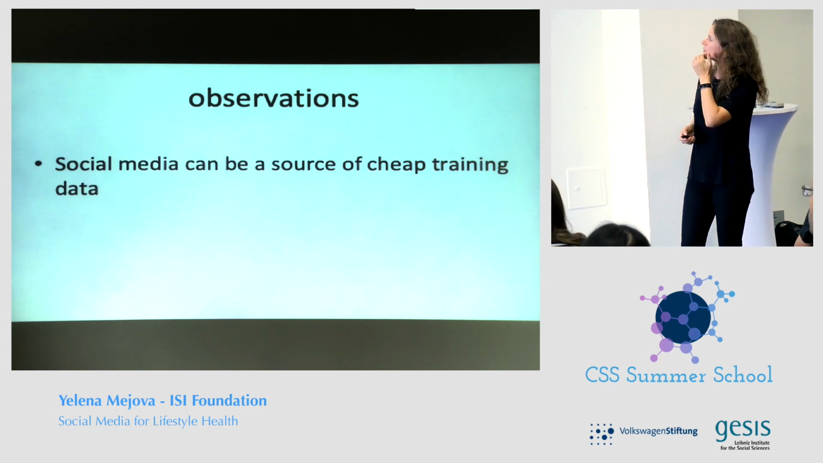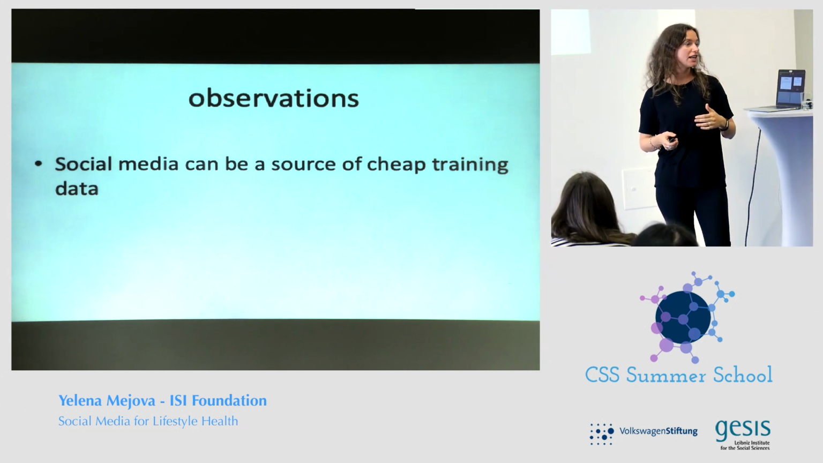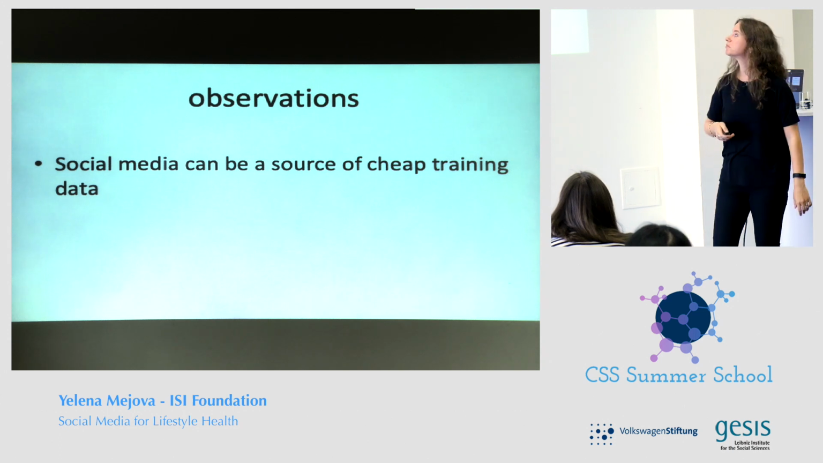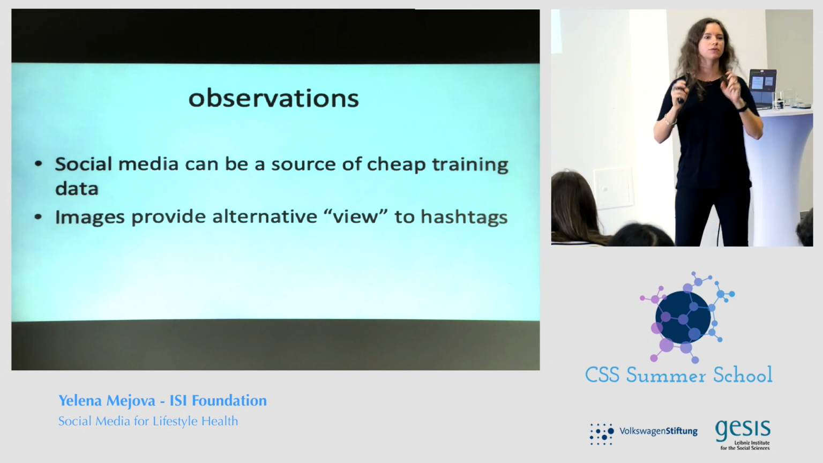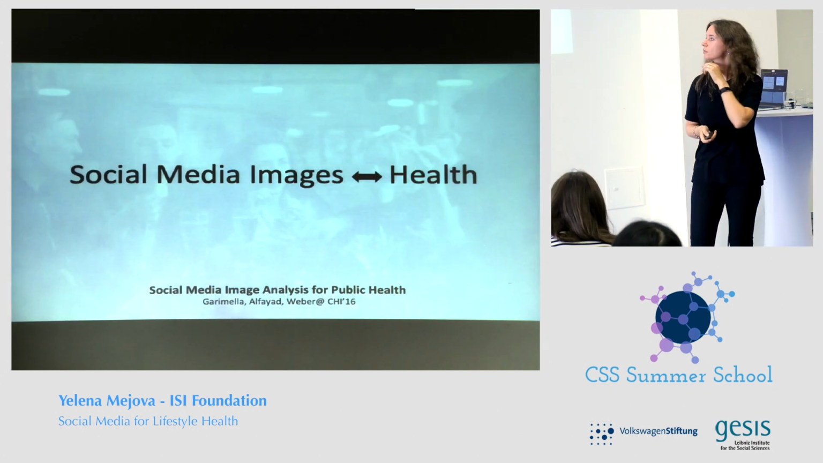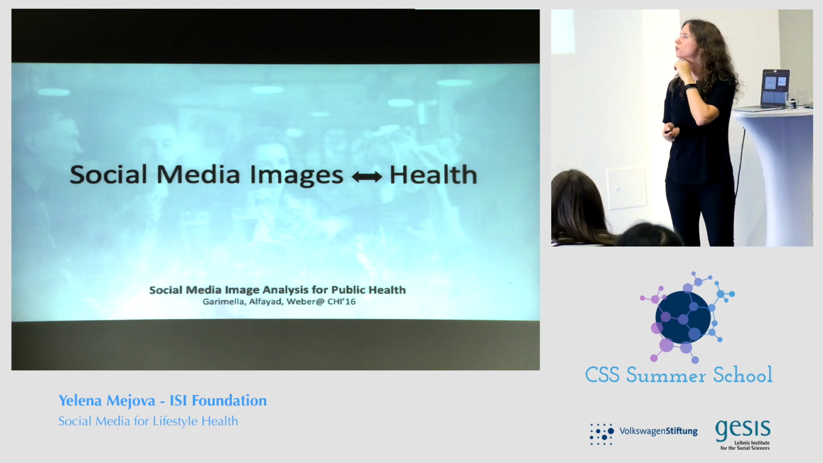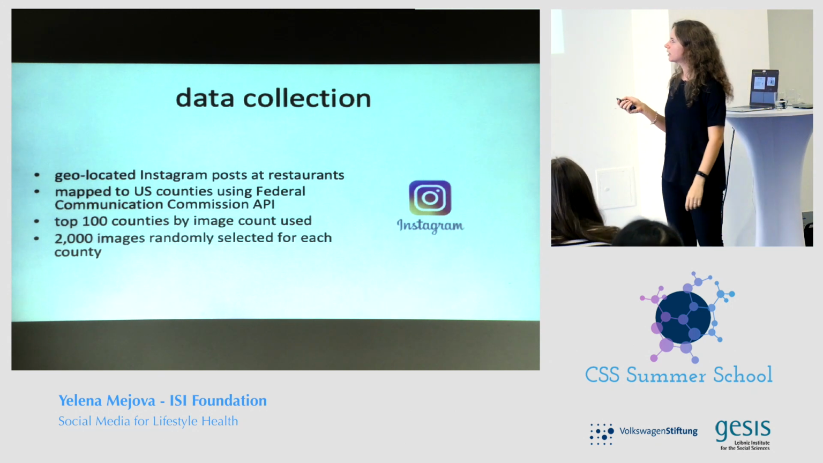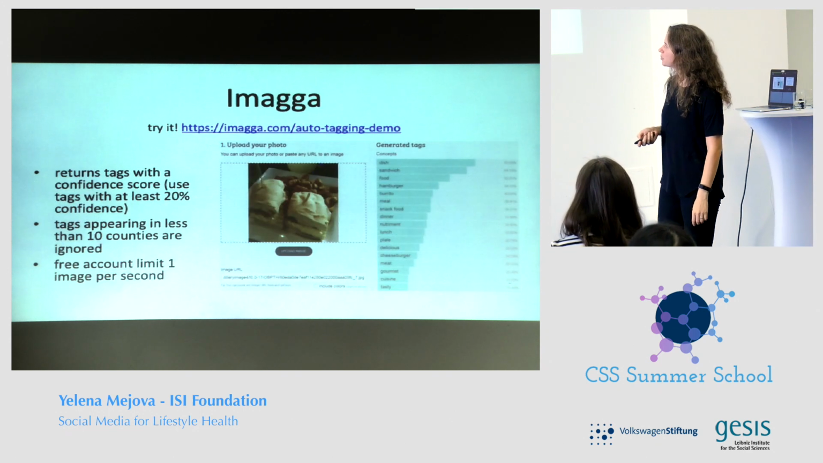So some of the observations so far: social media data can be a cheap way to train your models, just by the power of it being plentiful, right? Maybe it's very noisy, but perhaps if you just keep throwing it in, in some scenarios it's okay. And it provides an alternative view to what people actually write. So, okay, we found this. Now, can we somehow relate it to people's health? And so again, looking at Instagram, the very similar setup in this paper.